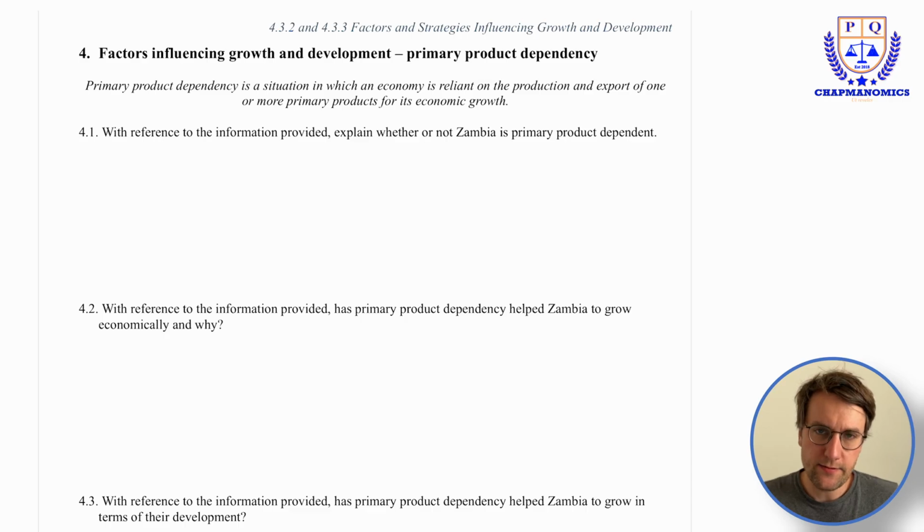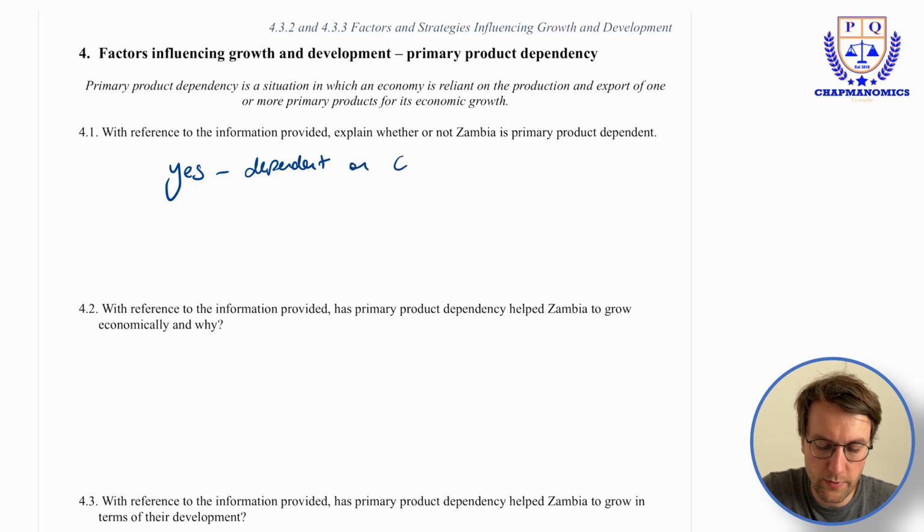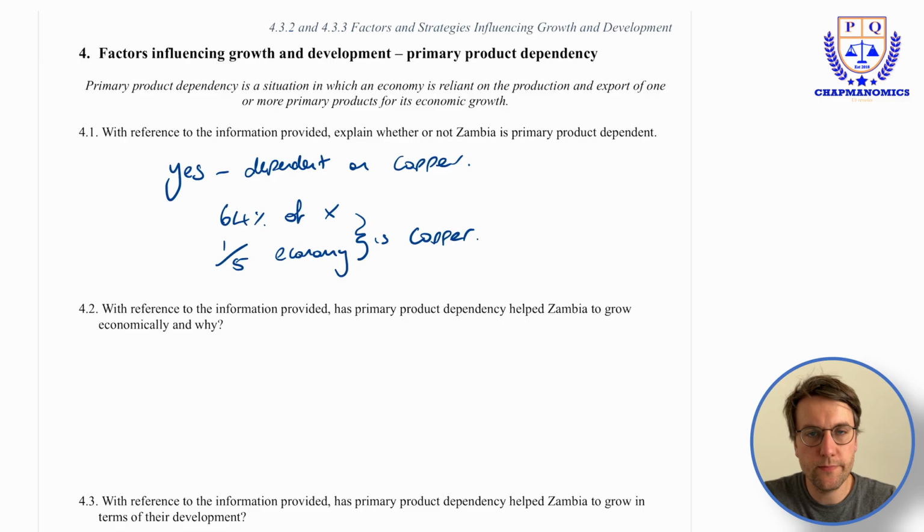And here with Zambia, Zambia is primary product dependent. So in answer to our first question, yes, Zambia is primary product dependent. It is dependent on copper. And how we know that is because 64% of exports and one fifth of the economy is copper. That is a huge amount for one country to be relying on as a single export.